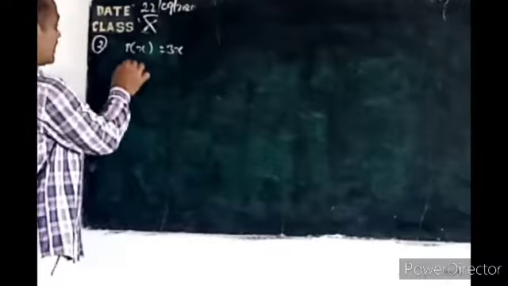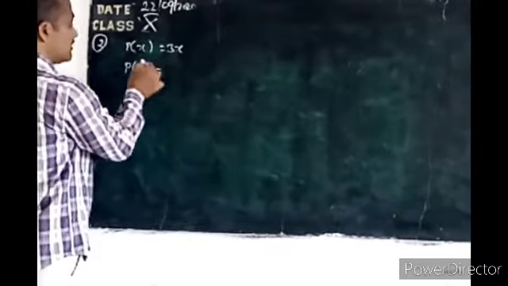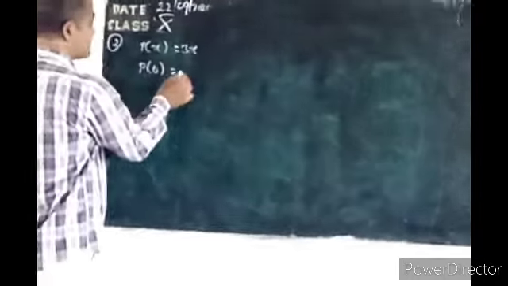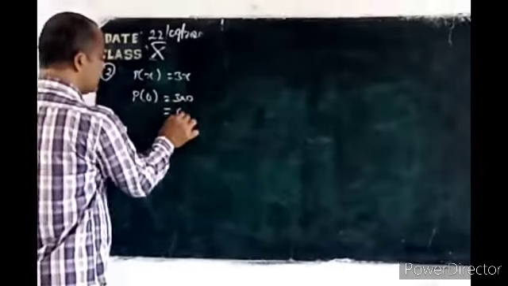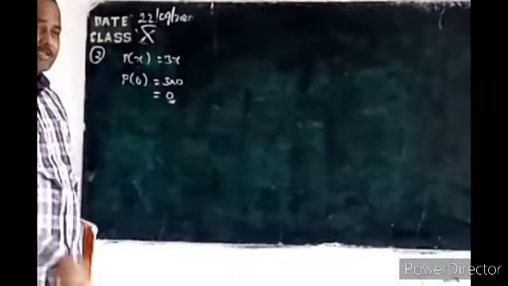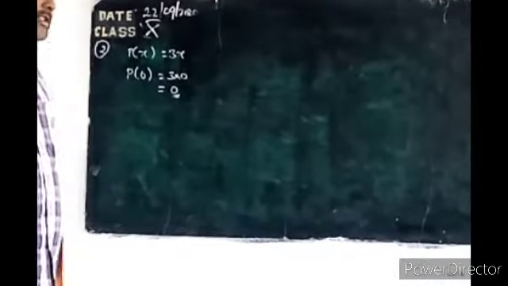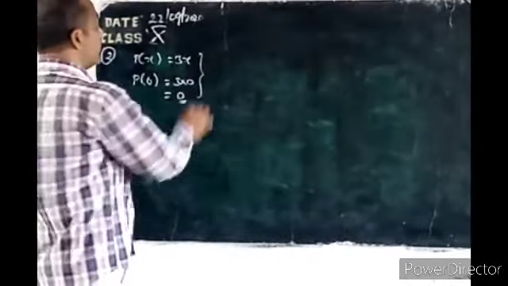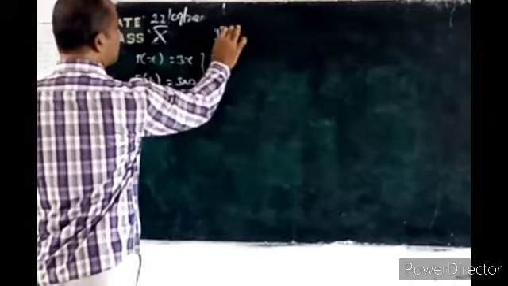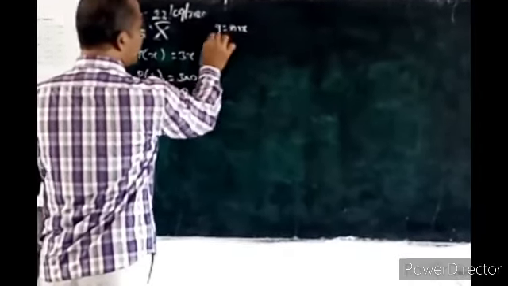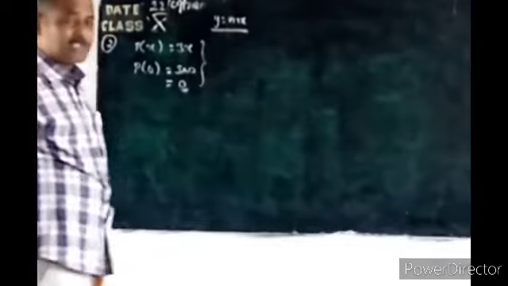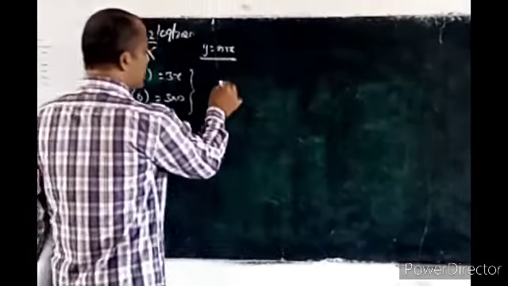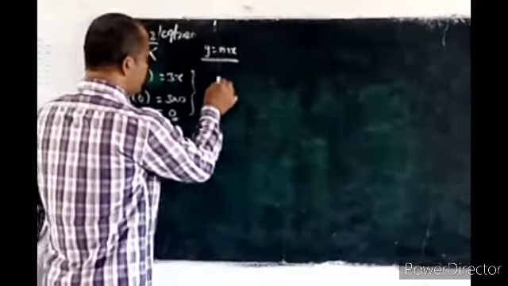First we have to find the zero of p of x, where x is 0. In place of x we substitute 3 into 0, that is 0. So the zero of this polynomial is 0. Generally, in the previous class we already got it: the expression in the form y equals mx will pass through the origin. This is one method.